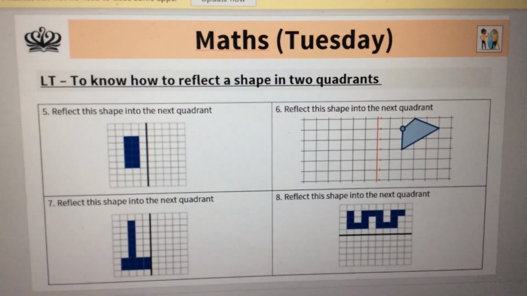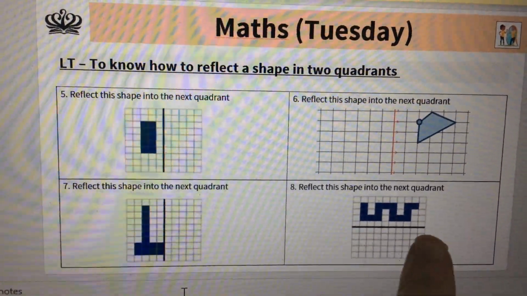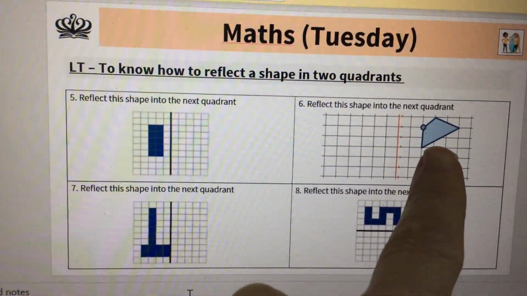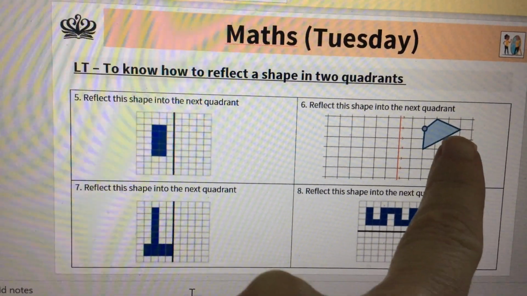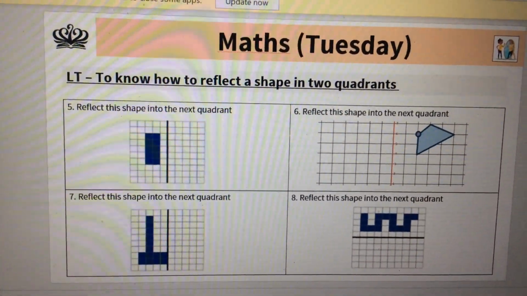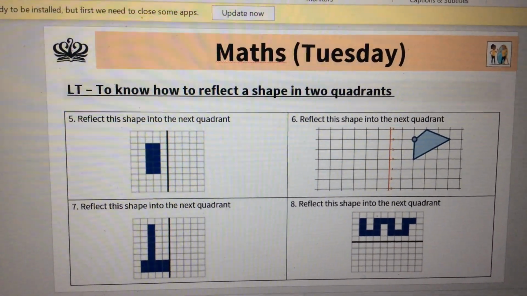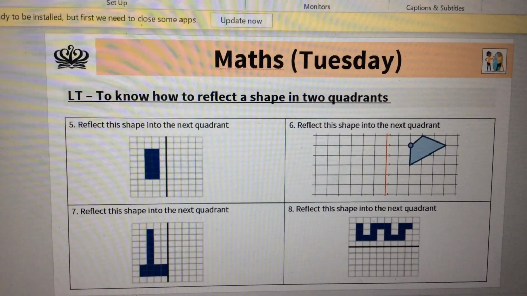As we can see, the mirror line can be a vertical line, it can be a horizontal line. Be careful with this one because we've got some diagonals, so that will make it a bit trickier, but see how you get on with that. Use that strategy, count from that mirror line, and make sure that the shape is exactly the same size.